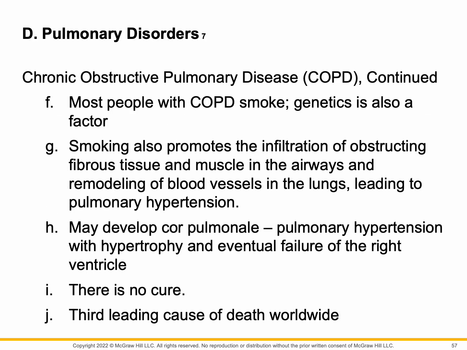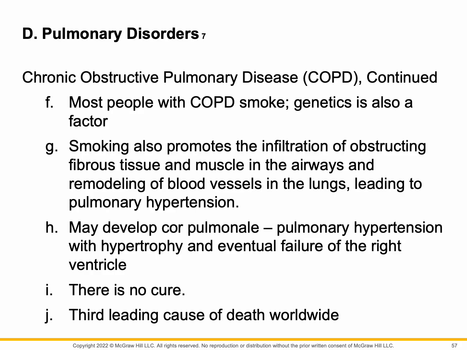Most people with COPD also smoke, and there's genetics that's also a factor in this. So the leading cause of COPD worldwide is smoking, and it includes both current smoking and former smokers. In terms of genetic factors, there's a rare inherited deficiency, such as alpha-1 antitrypsin deficiency, that can cause early onset COPD.